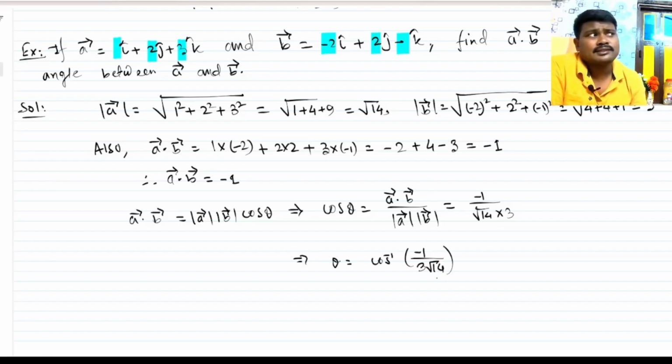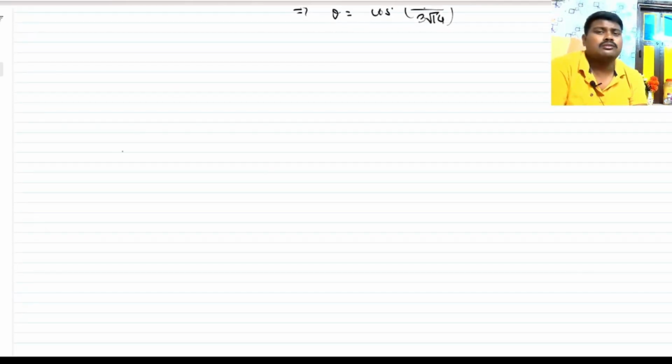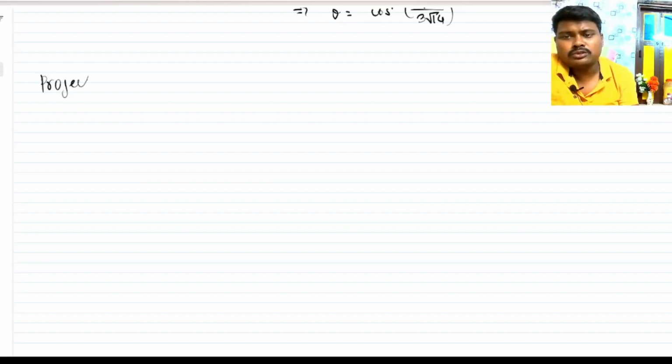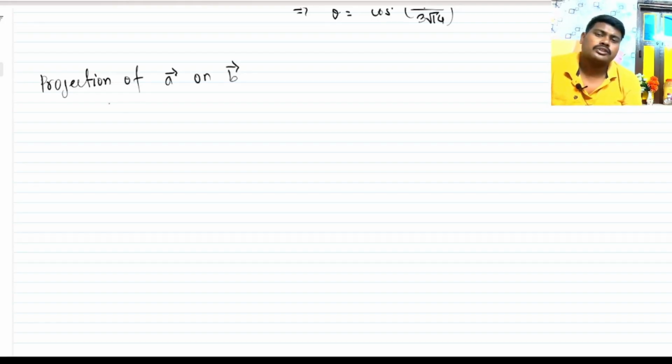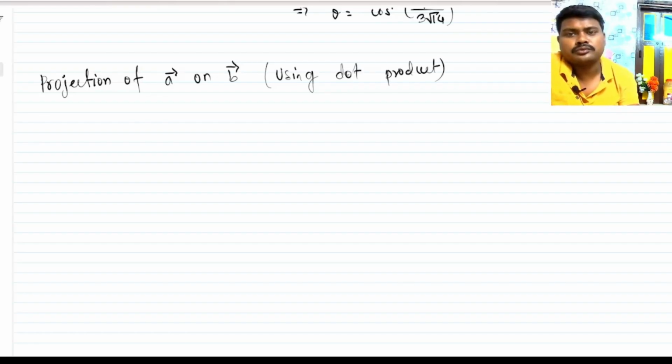Now I want to discuss some geometrical meaning of dot product. Geometrical meaning means we want the projection of a vector on b. We can understand the projection of the vector a on b using dot product. Try to understand the projection of a. So it is actually the geometrical interpretation of dot product.